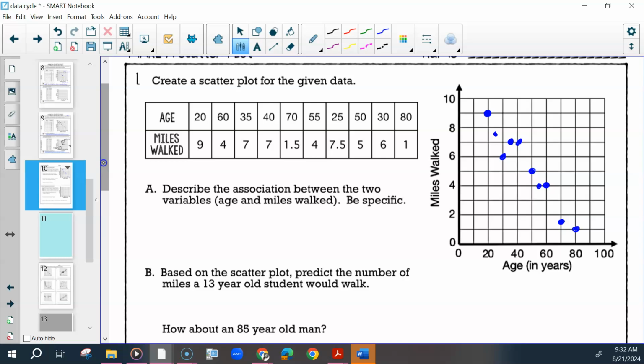1. So we collected some data. We represented it on the scatter plot. Now we're going to analyze it using the questions. So if we were to describe the association between the two variables, so this is what is happening to one variable, what is happening to the other. So what's happening in age, what is happening with miles walked. As the age increases, the miles walked decreases. Okay. Miss list it as age in years, just because that's the word in here.